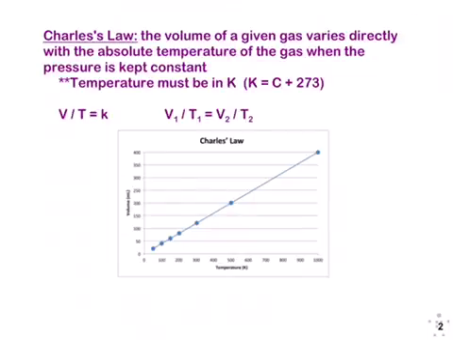So here's his original formula, but again, we usually use it when we compare two different scenarios. So we will set up V1 over T1 equals V2 over T2. With this, we must convert all of our temperatures into kelvins. It's a simple process. You simply take your degrees Celsius temperature and add 273.